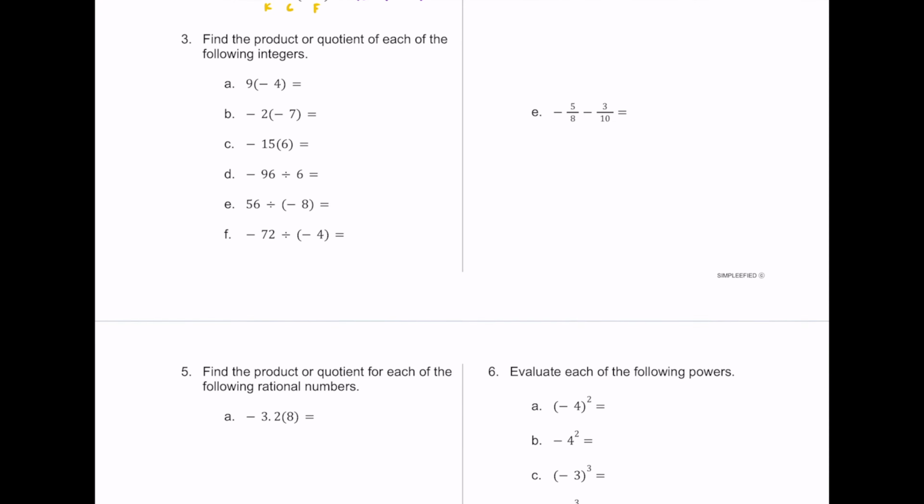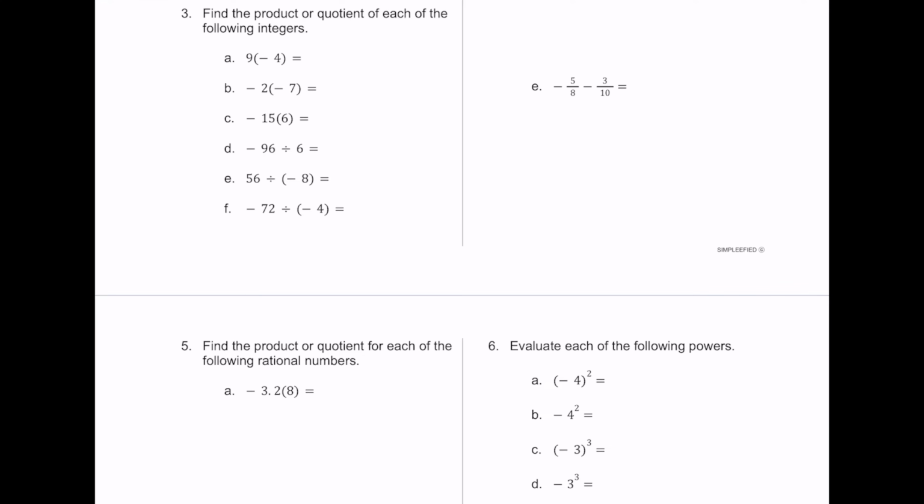All right, here's number 3. For number 3, let's go ahead and find the product or the quotient of each of the following integers. So again, still staying away from fractions and decimals right now.